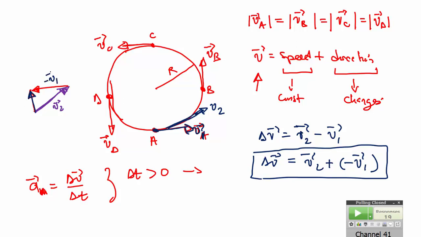So this is negative V1, and this is delta V. What do you realize? That delta V is pointing towards what? The center. So vectorially, we have shown that delta V is pointing towards the center of the circle. What does this mean? It implies that the acceleration of the object is pointing towards the center of the circle. By Newton's second law, the net force acting on the object must also be pointing towards the center of what? The circle. And this force, because it's always pointing towards the center of the circle, is known as the centripetal force.